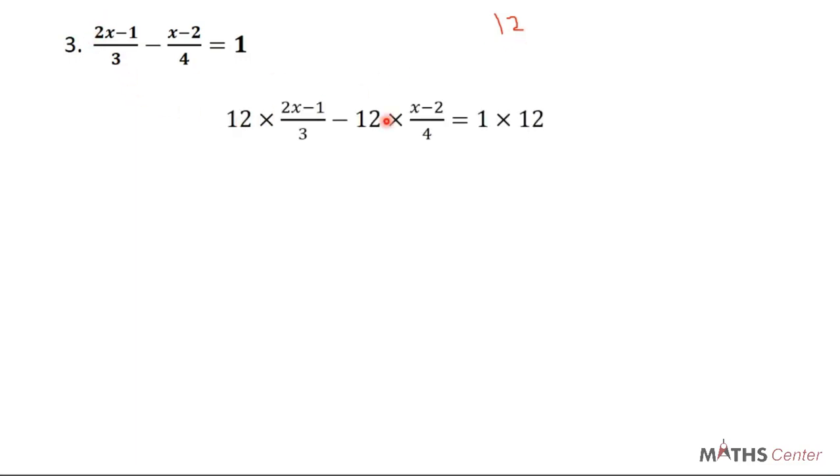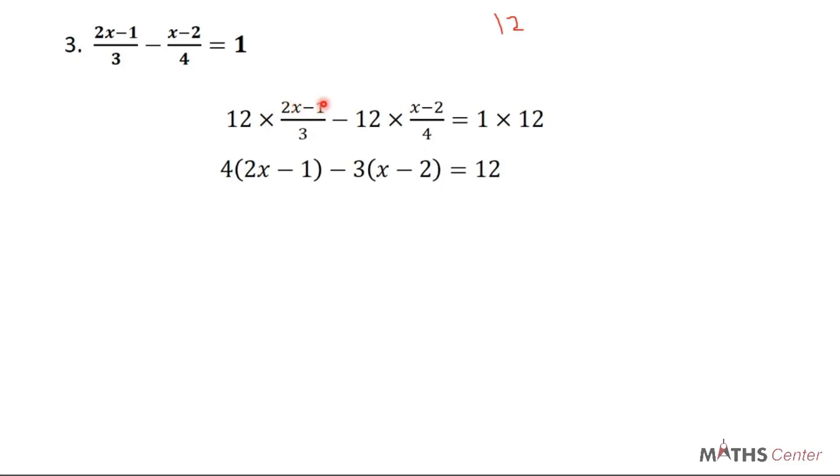So you are going to multiply 2x minus 1 over 3 by 12. You multiply x minus 2 over 4 by 12. And you multiply 1 by 12. We cancel out. 3 will cancel itself out 1 and cancel 12 here 4 times. 4 will cancel itself 1 and cancel 12 3 times. So you are going to have 4 times.